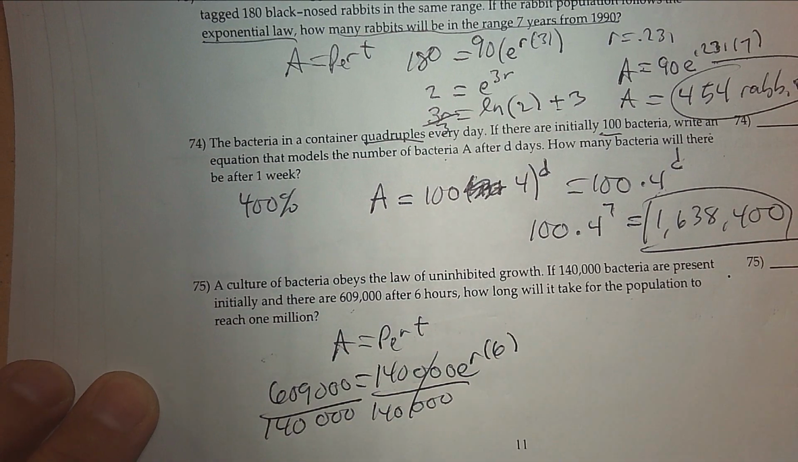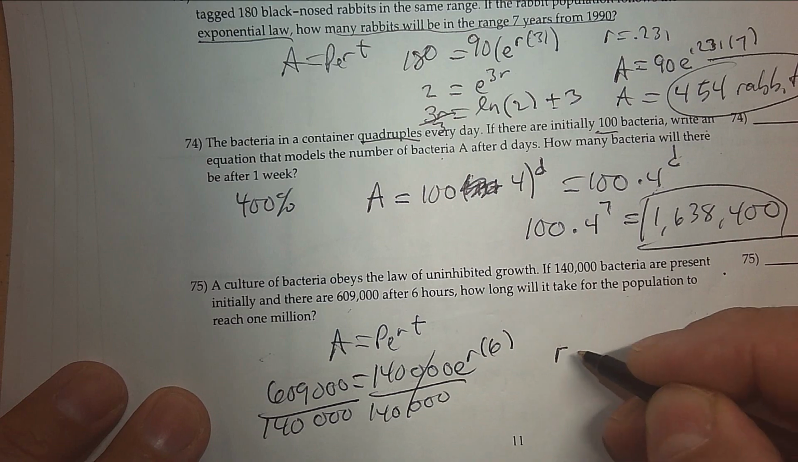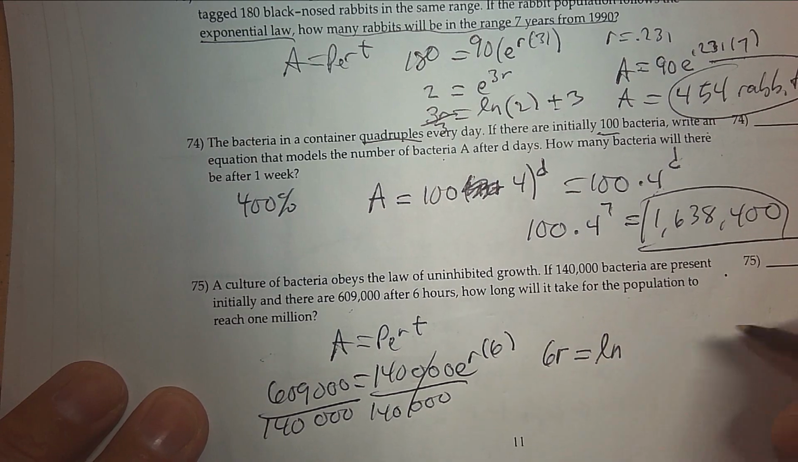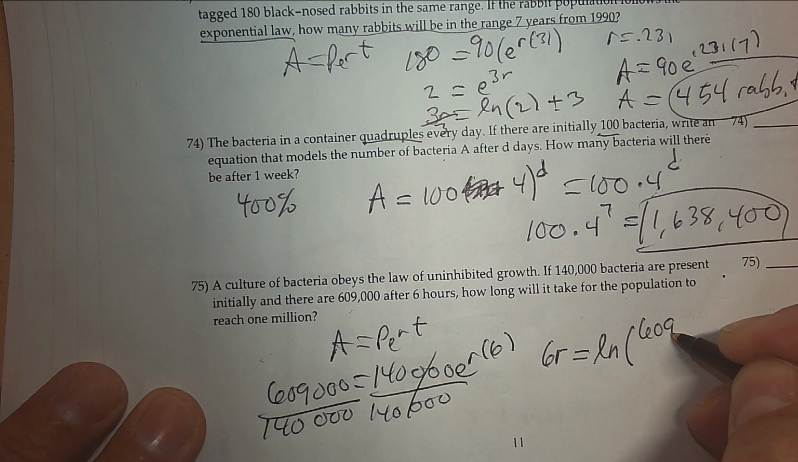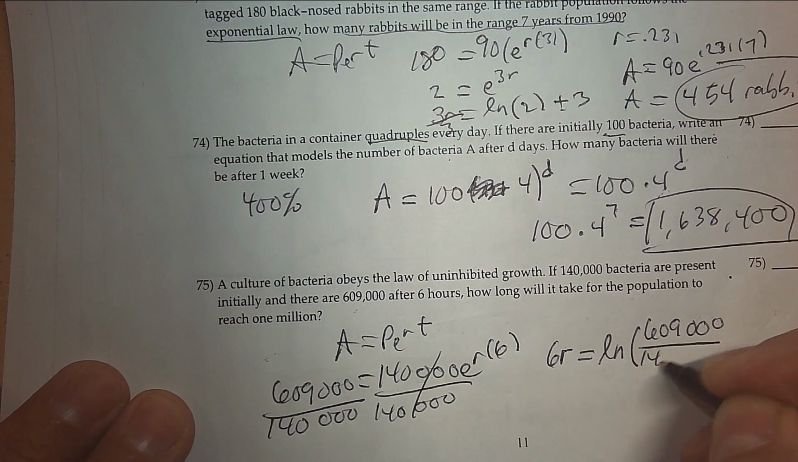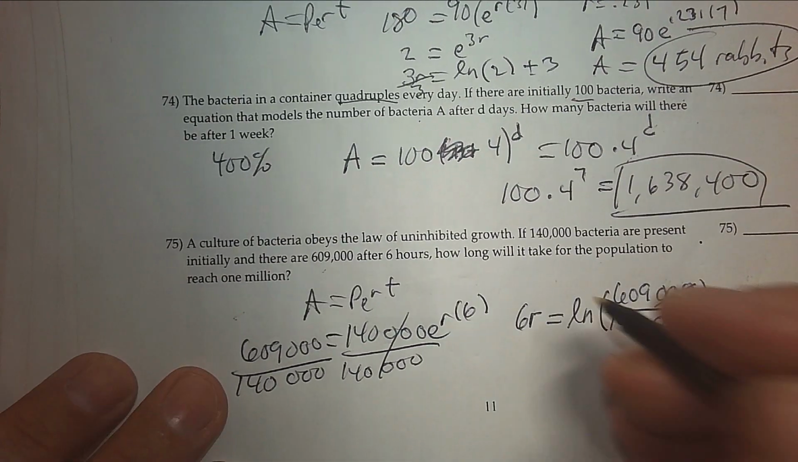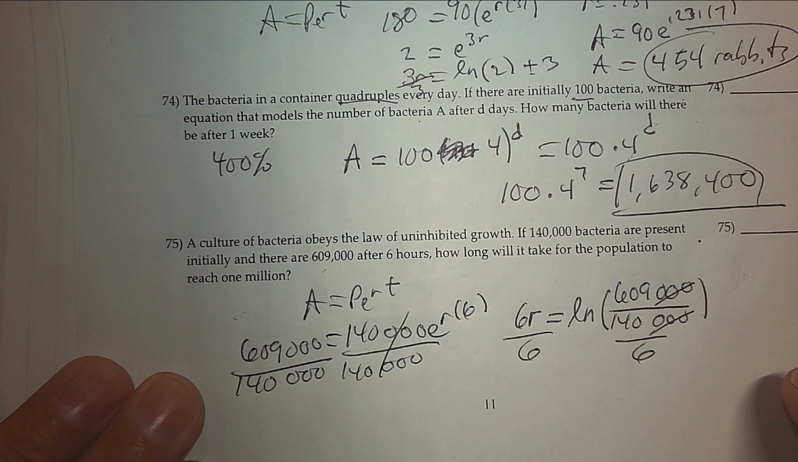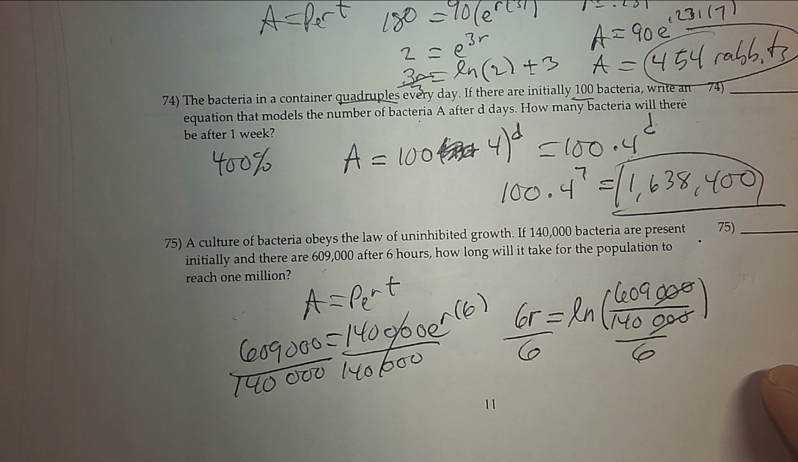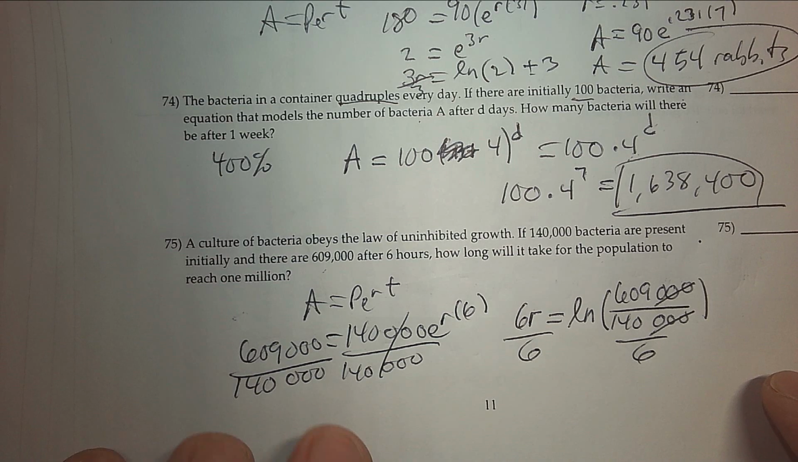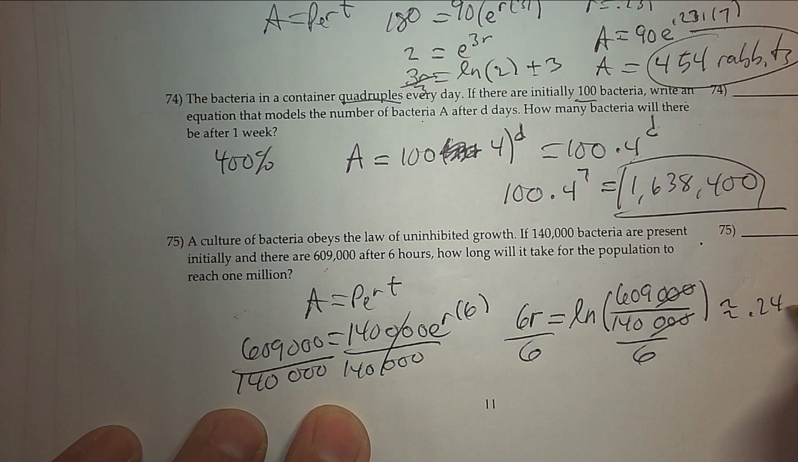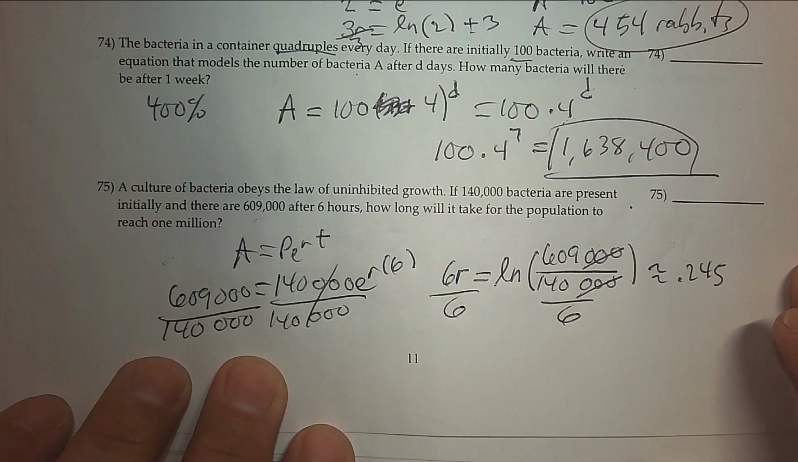So we're going to divide. And then we're going to write it as a logarithm. So the exponent is 6 times r, the logarithm is ln, and inside is that fraction. And really, I don't need the zeros at the end. I'm going to divide by 6, and that will give me the rate. So ln 609 divided by 140, then divide that answer by 6. Again, I'm going to save that in my calculator. 0.245 is approximately the rate we're going to use.